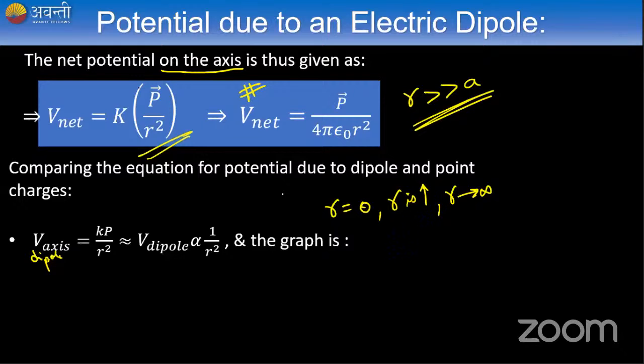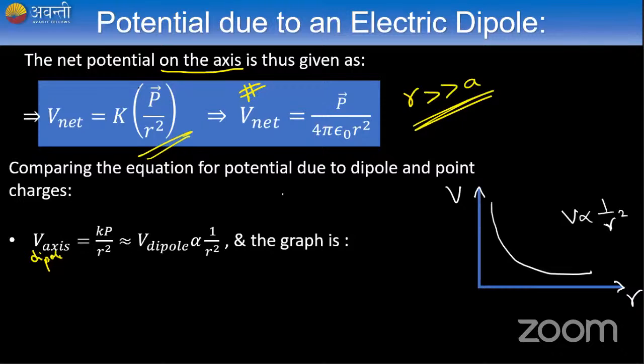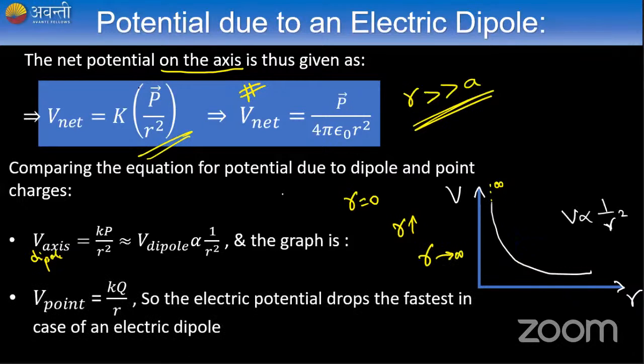Then how can we draw the graph? We will get a graph something similar to this. We checked for r equals 0. When we put r equals 0 in this expression, my V net will be infinity. When r is increasing, V reduces with the square of r. Then when r tends to infinity, V tends to 0. So this is the potential versus distance graph for the dipole.